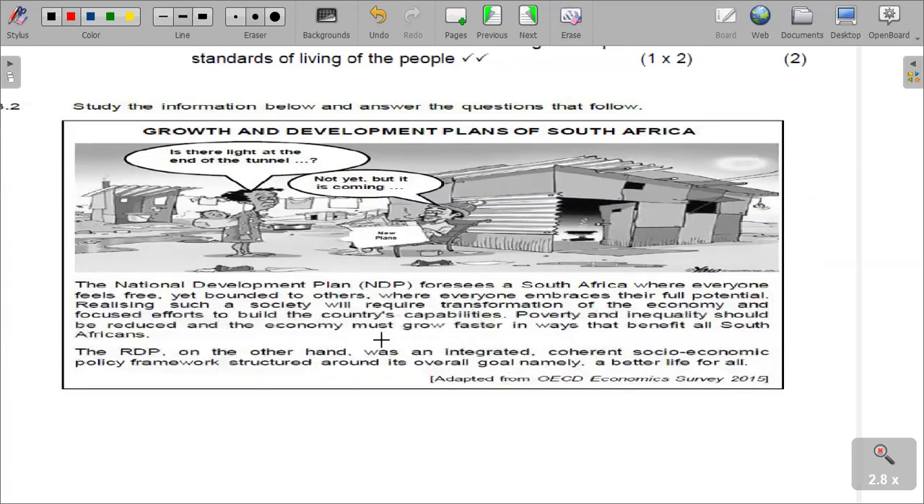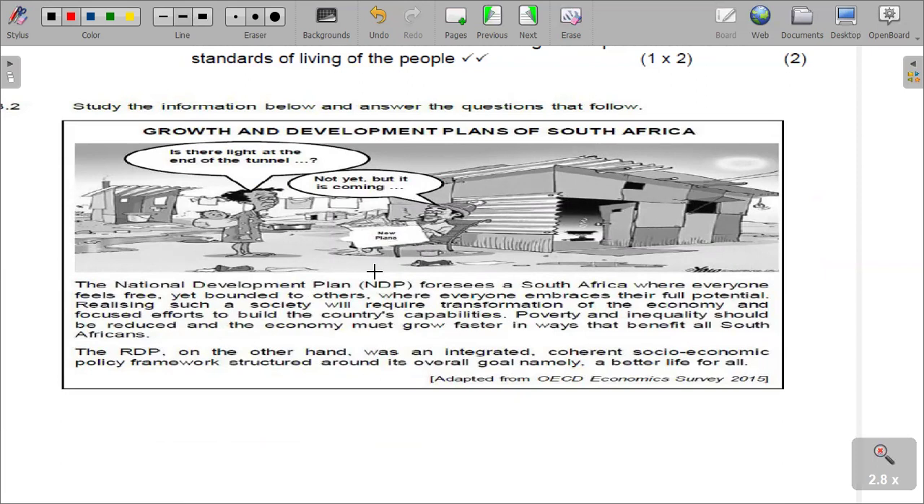And then we are given this, study the information below and answer the questions. Growth and development plans of South Africa. Is there light at the end of the tunnel? That is just a question. Not yet, but it is coming. That is now new plans.